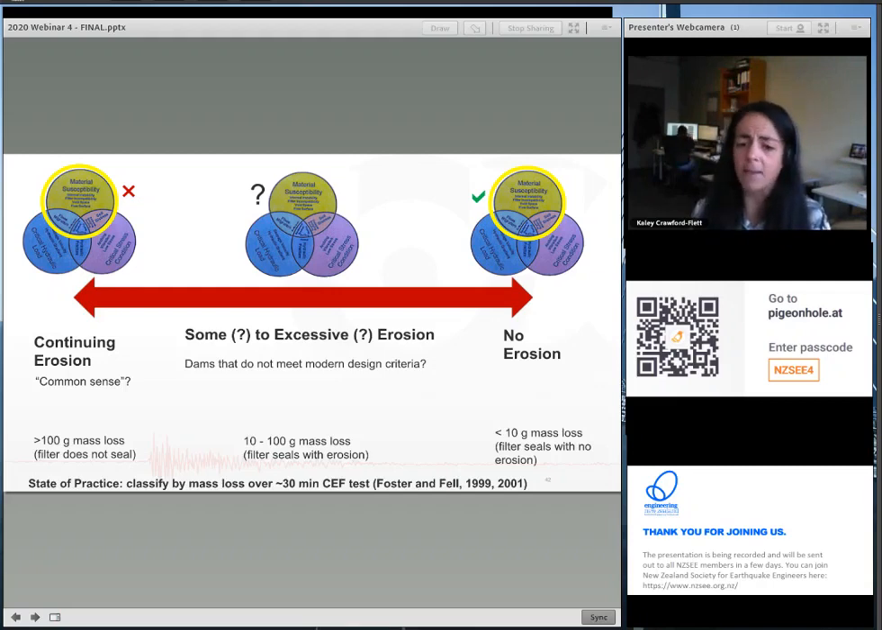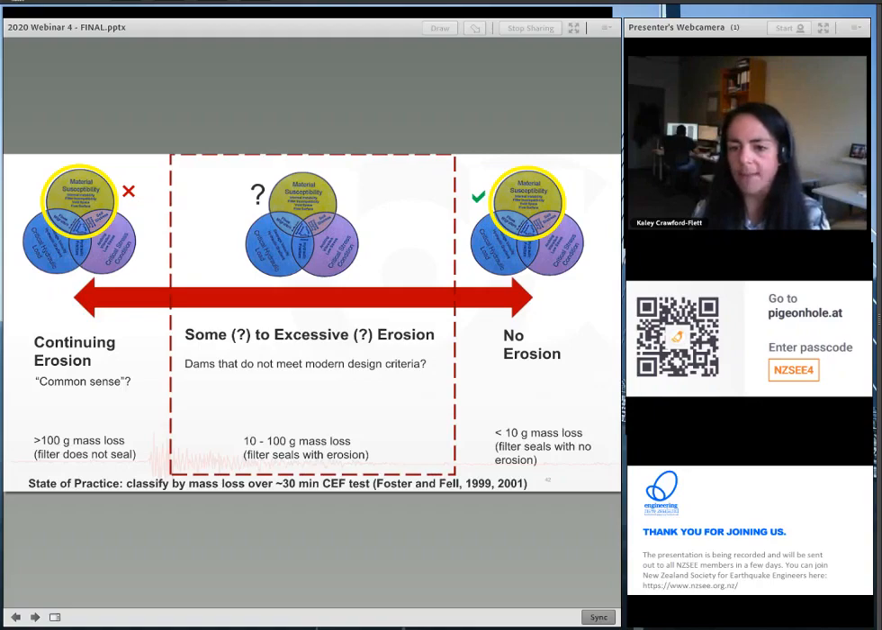The current state of practice, at the bottom of the screen here, the way this has typically been assessed is looking at how much mass erodes in the lab over a 30-minute test, so you're measuring the total mass lost, the total mass of particles washed out, and then saying that if it's less than 10 grams, no erosion. If it's more than 100 grams, the filter doesn't seal and you've got continuing erosion. And then somewhere in between that, you're kind of in trouble, but you don't quite know how bad things are. And again, we are very much interested in that some-to-excessive erosion area, looking at particle migration for dams that do not meet modern design criteria.